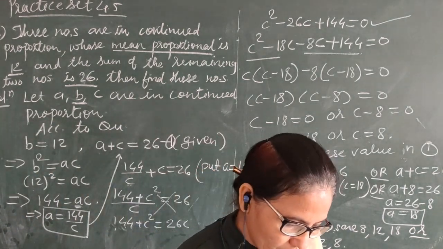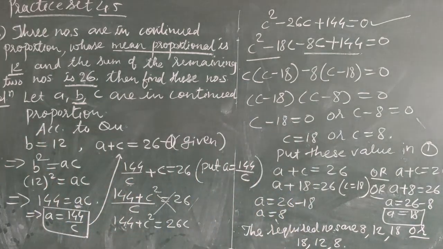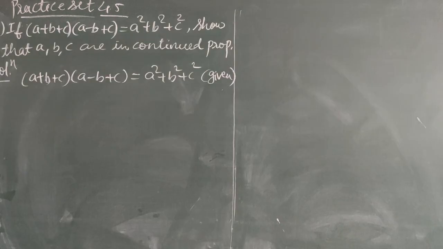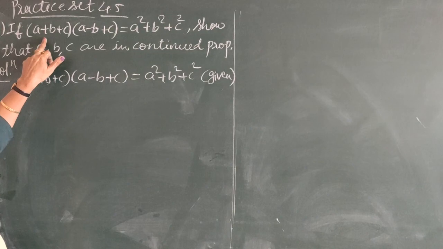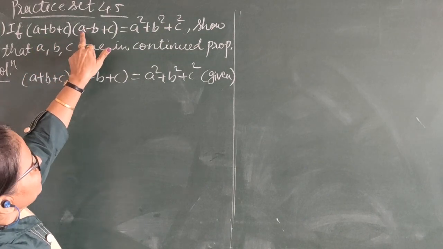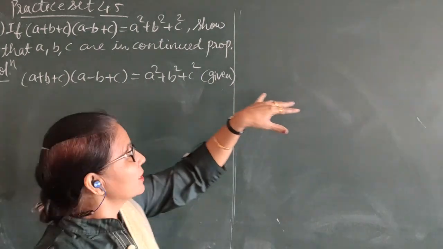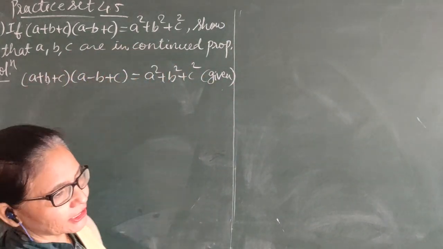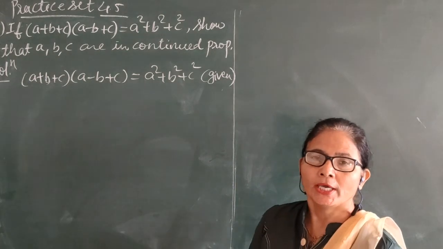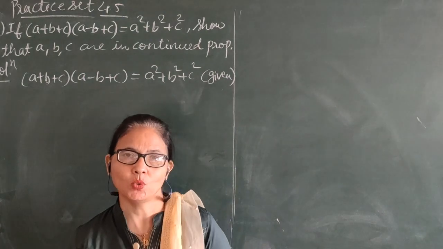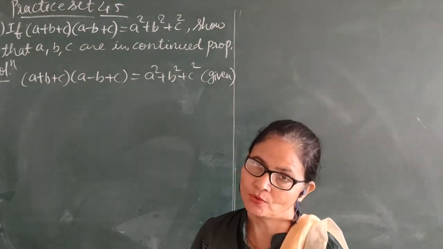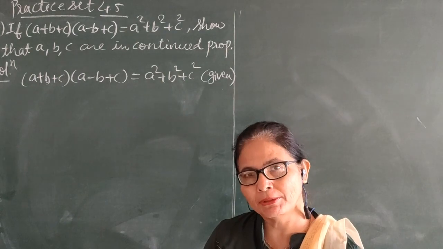Now let's write question number 4. Now see children, question number 4. It's very easy. If the product of these two trinomials is equal to a square plus b square plus c square, then show that a, b, c are in continued proportion. Now children, if it is asked that you have to show a, b, c are in continued proportion, it means you have to show that b square is equal to ac, or you can say a by b is equal to b by c.